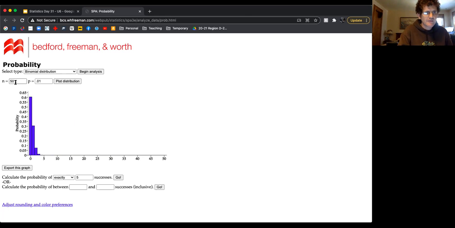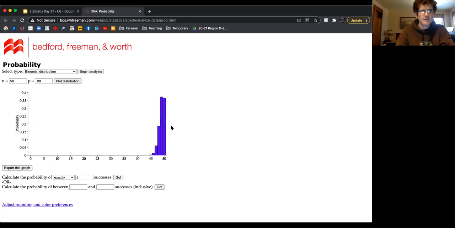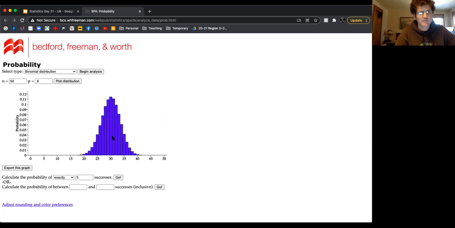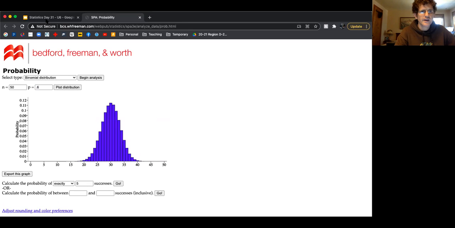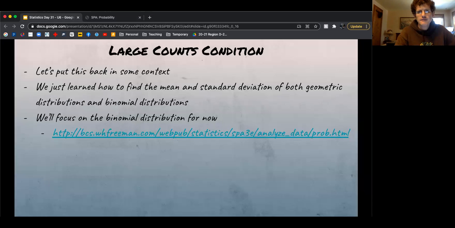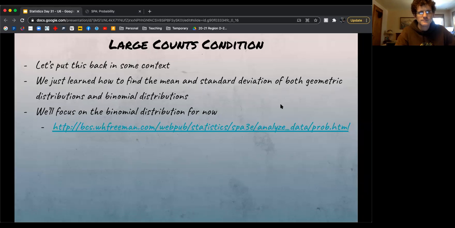So that's great, we have a lot of trials, but our probability is really low, so now it's very skewed again. Or of course, if I went up to like a 0.98 probability, then it would be skewed, but left skewed. So we have to figure out what the criteria is to determine if it is normal or not. Because if I went to a 0.6 probability, now it's normal again. So we do have a rule to help us figure out if a binomial distribution is approximately normal.